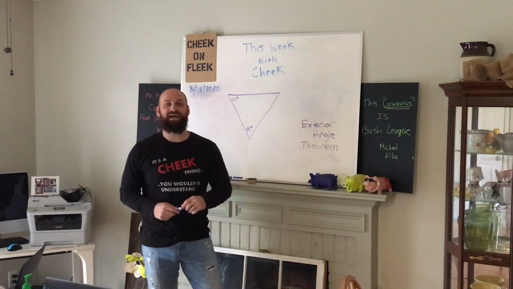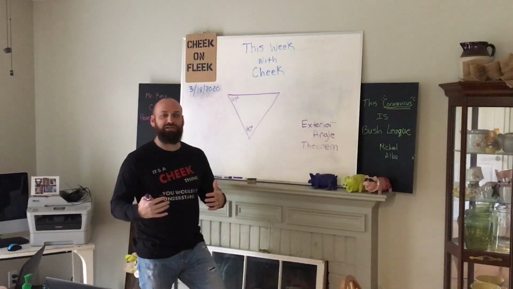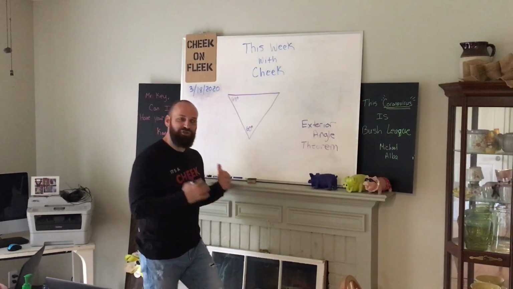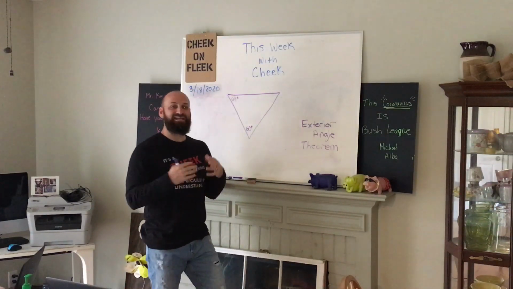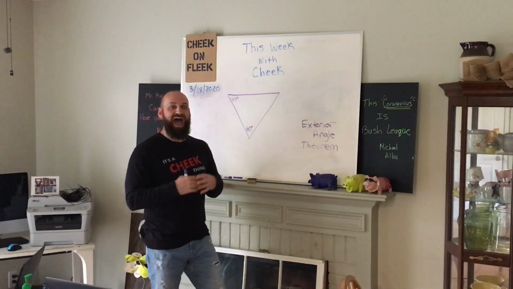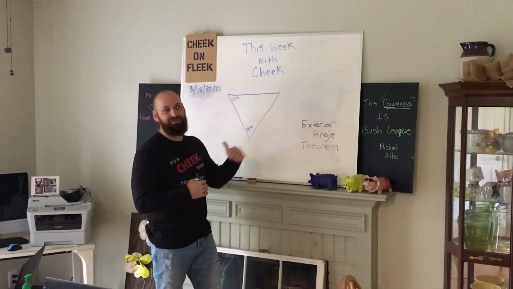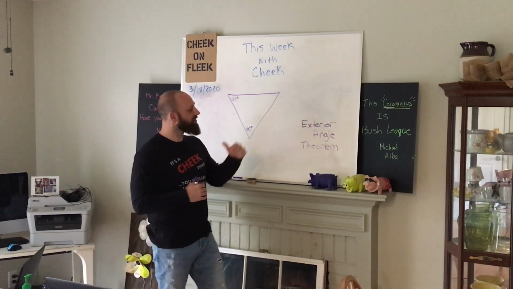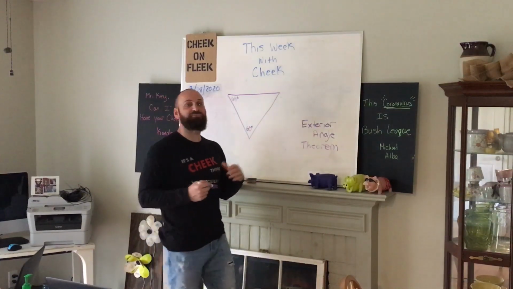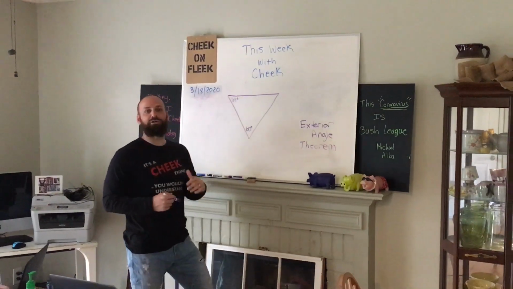We're at the board today and we're going to continue learning about triangles. Yesterday we talked about how the interior angles of a triangle add up to 180 degrees, and today we're going to look at some exterior angles of a triangle. We're going to talk about the exterior angle theorem. So let's build off of what we learned yesterday.